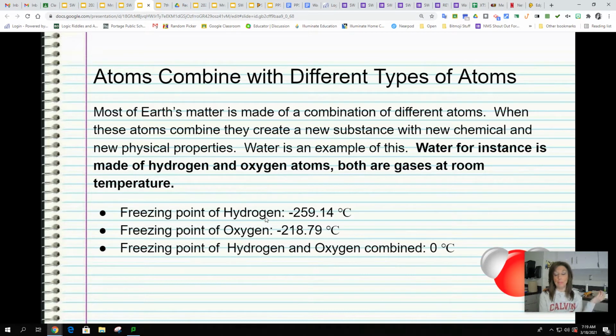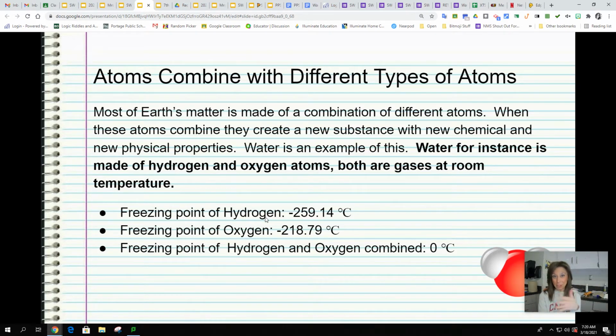So in order for them to become a solid, we've got to dip way below 0 degrees Celsius. However, when we combine them chemically and we make water, the freezing point of hydrogen and oxygen as water is only 0 degrees Celsius. So we can turn water into ice by putting it into a normal freezer and bringing it down to 0 degrees Celsius, and there you have ice.